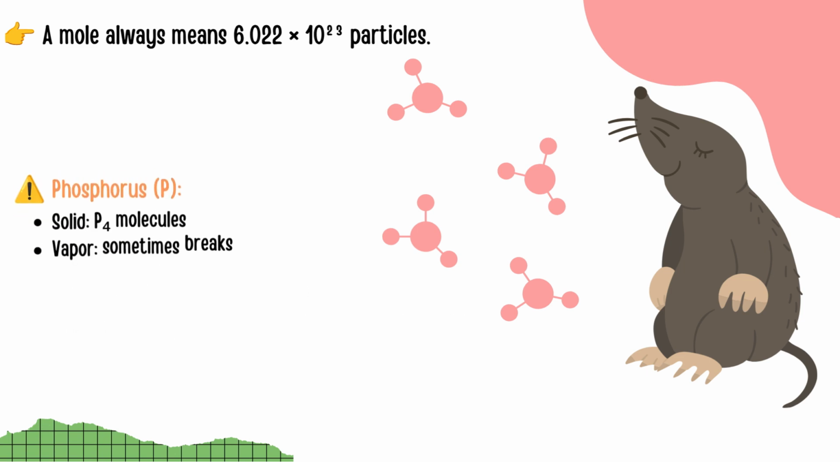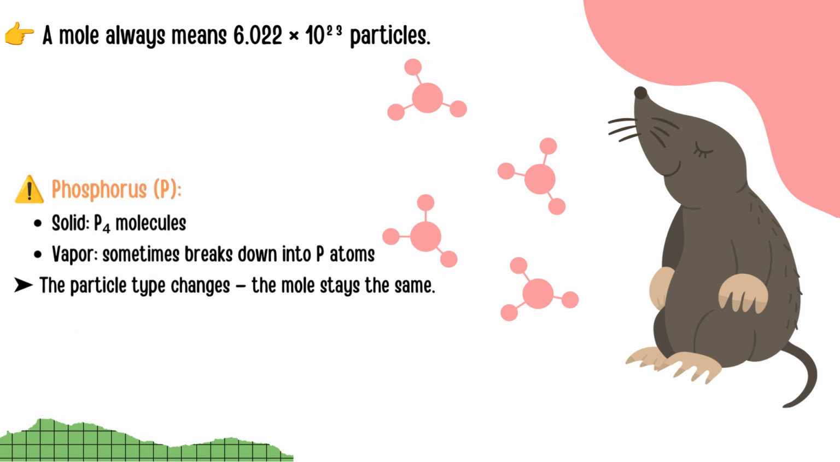Same story with phosphorus. Solid exists as P4 molecules. Vapor breaks down into single P atoms. The particle structure changes with the state, but the definition of the mole stays rock solid.